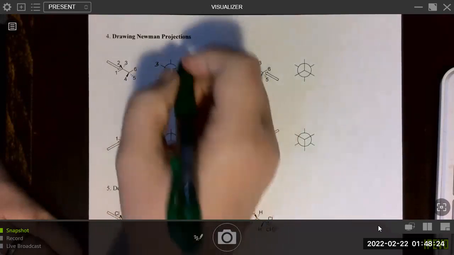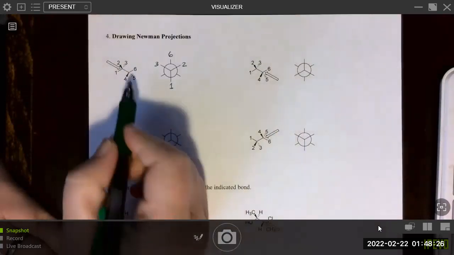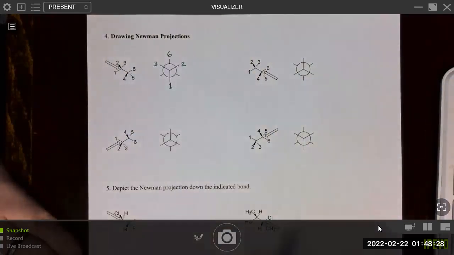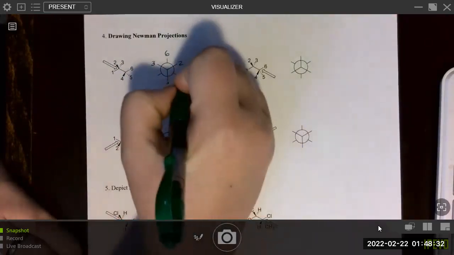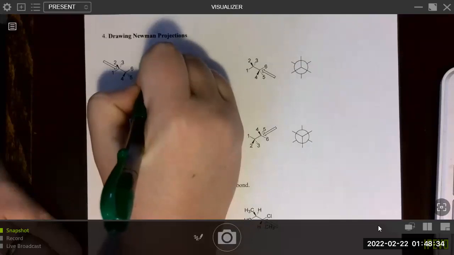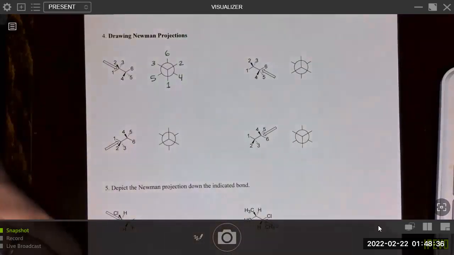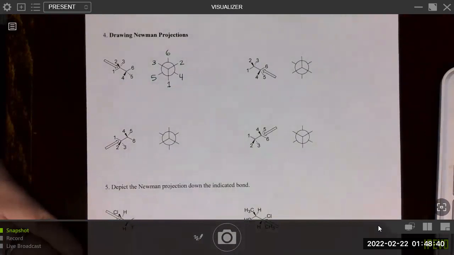From here on the back carbon, we've got carbon 6 pointing straight up, right? And then sort of coming out into our right is 4. Back into our left is 5. Okay, moving on to the next one.